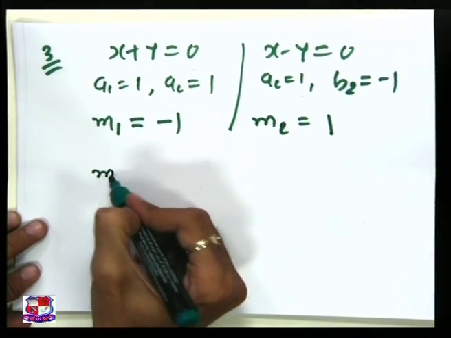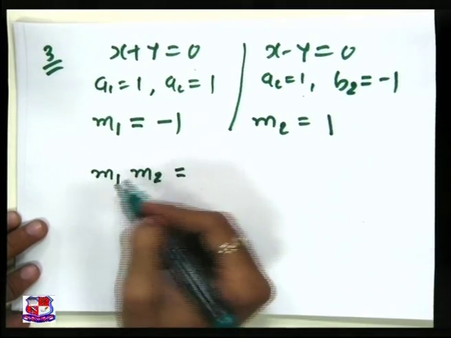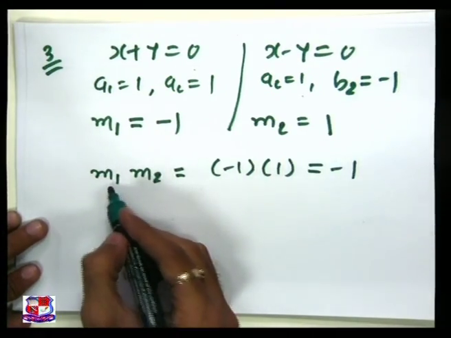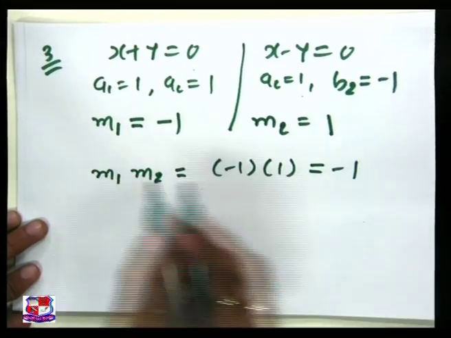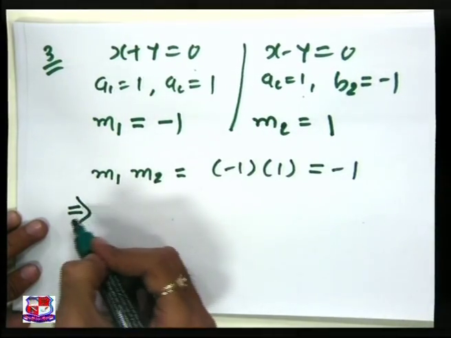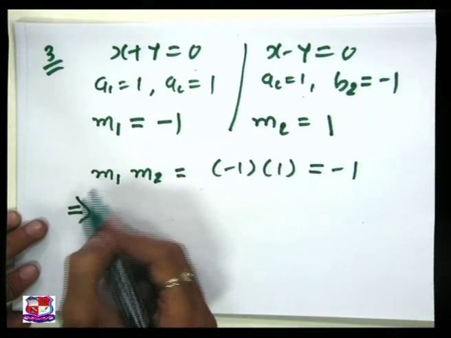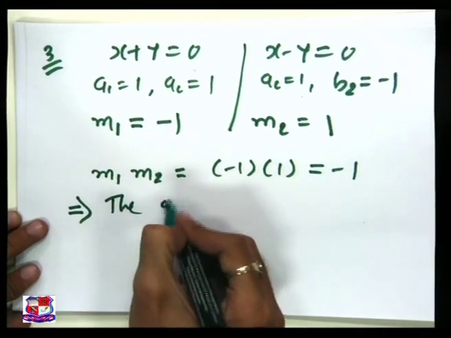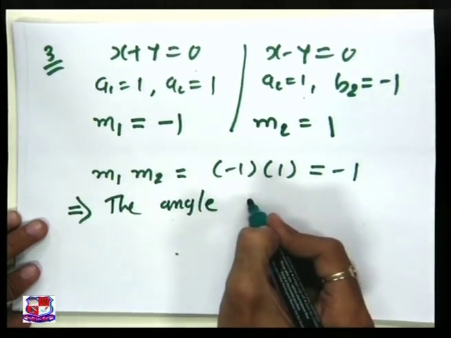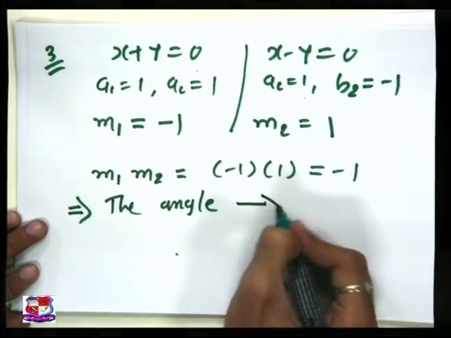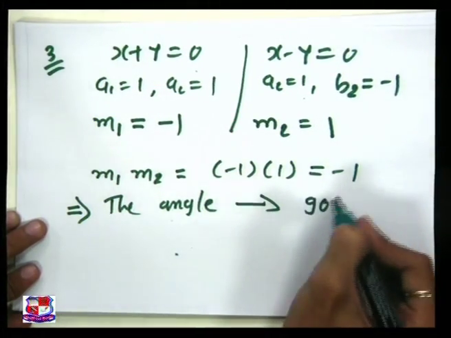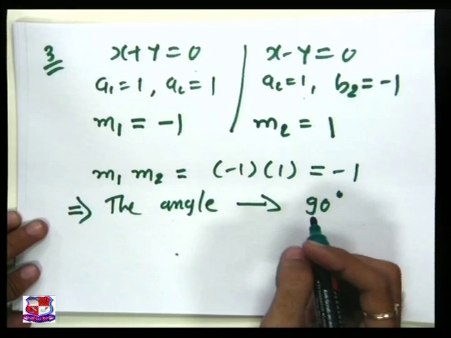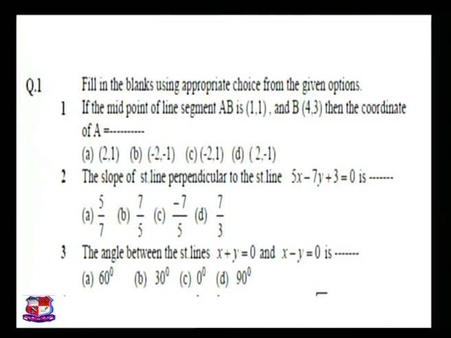And here if we multiply m1 into m2, then m1 into m2 is minus 1 into 1, that is minus 1. Here m1 into m2 is equal to minus 1. So we can say that these two lines are perpendicular to each other, because m1 into m2 is equal to minus 1. So the angle between these lines is 90 degree, right? That is pi by 2. So our answer is 90 degree, which is in option D.